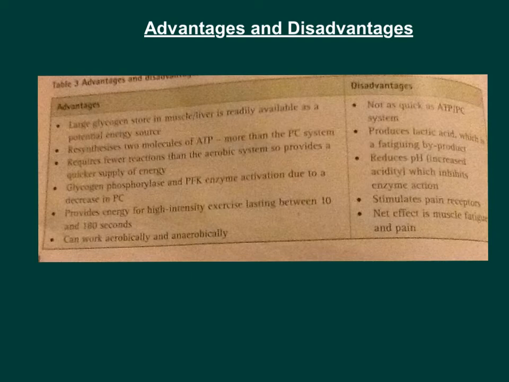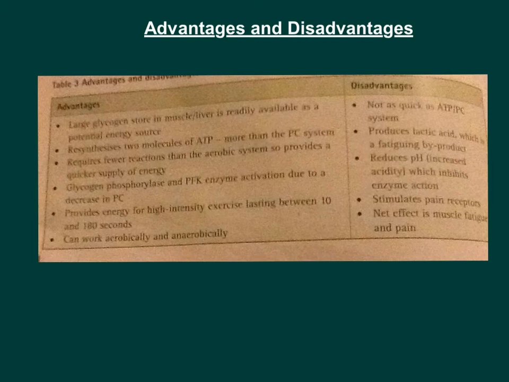Third advantage is the lactic acid system requires fewer reactions than the aerobic system, and therefore this provides a quicker supply of energy. And when we go through the aerobic energy system in a separate screencast, it's much more complex, and you'll appreciate that this is a big advantage of the lactic acid system. Fourth advantage is that glycogen phosphorylase and PFK enzymes are activated due to a decrease in phosphocreatine. So when our PC stores within our cells decrease, this automatically stimulates the activation of both of these enzymes, allowing a quick transition in between energy systems.